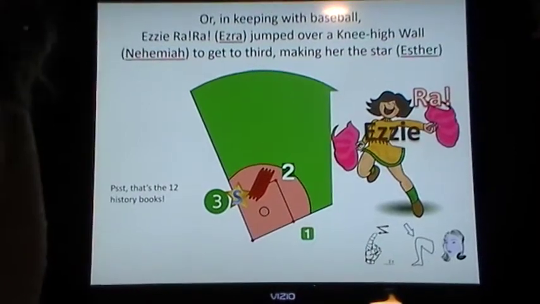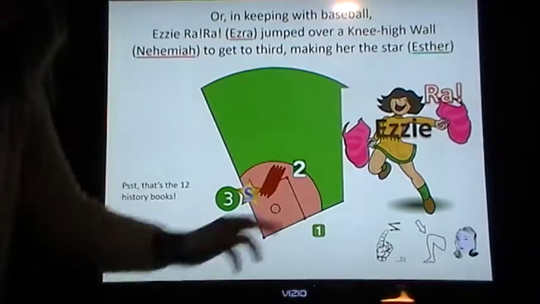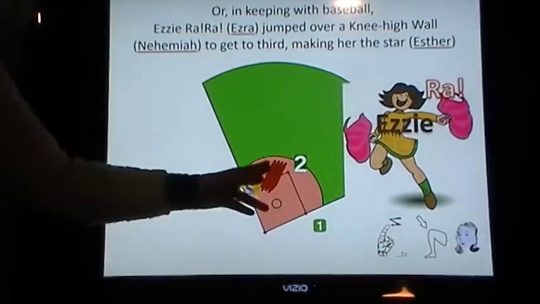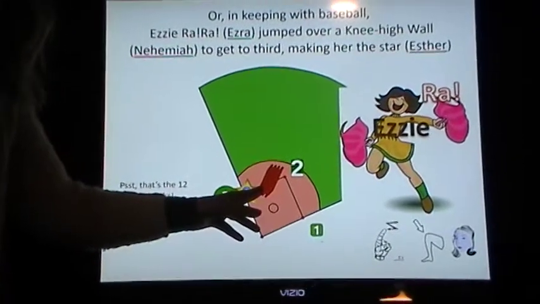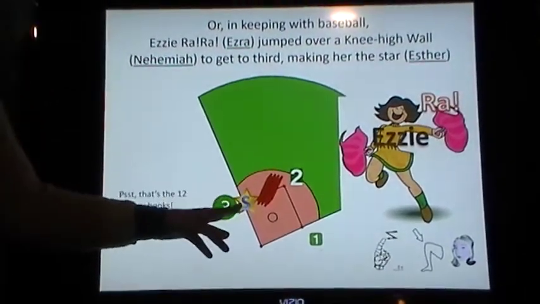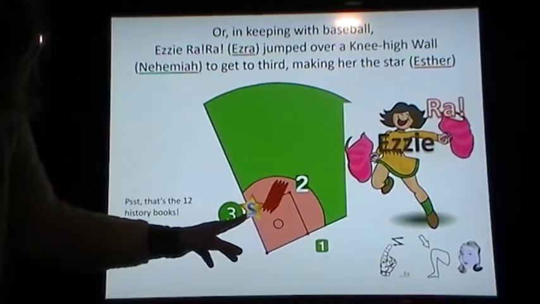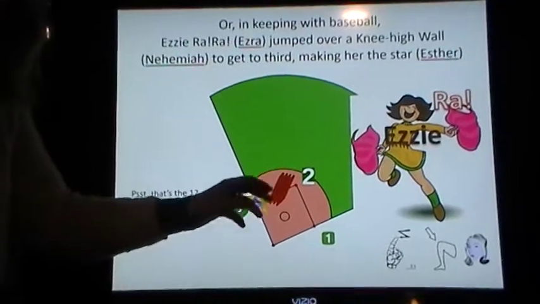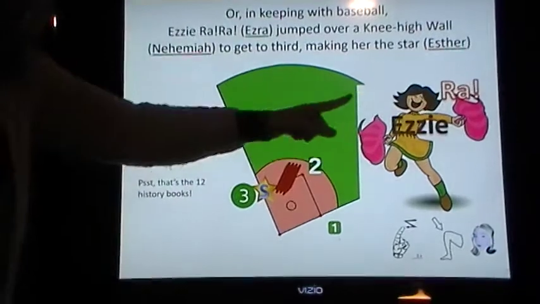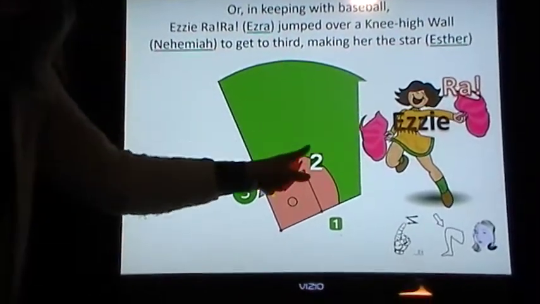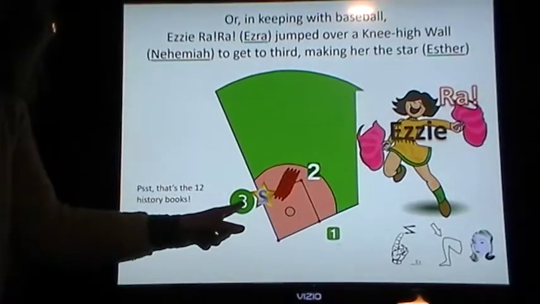Okay? Now instead of Ezzy, she's going to represent Ezra. Ezra. This wall that's knee-high is Nehemiah. Nehemiah. And if she makes it to third base, she's going to be a star. That's for Esther. Esther. So after we have Sam, Kings, and Chronicles on 1st and 2nd, we have Ezra, Nehemiah, Esther. Now we're on third base.